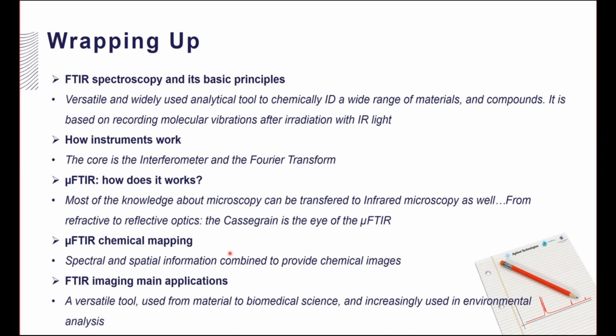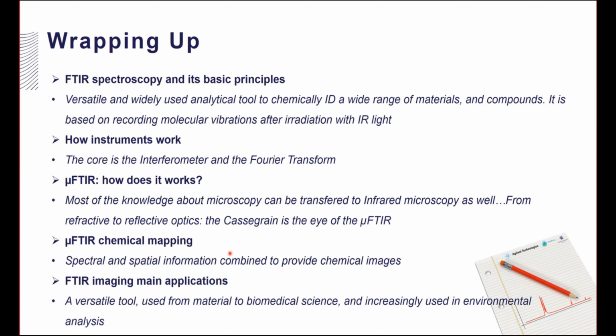We can also collect information at a microscale by using a micro-FTIR. And most of the knowledge about microscopy can be transferred to infrared microscopy. Basically, we use mirrors instead of lenses, and we use a Cassegrain instead of a normal objective. The Cassegrain is the eye of the micro-FTIR. We can analyze single points in our sample, but we can also perform a chemical mapping that provides us spectral and spatial information combined to give us chemical images of a sample.